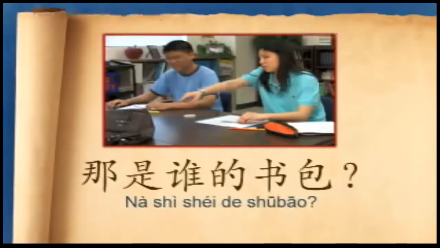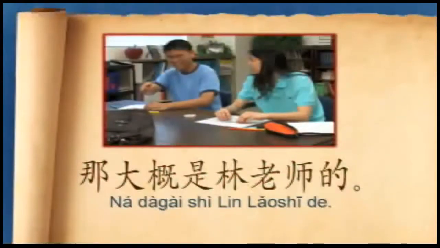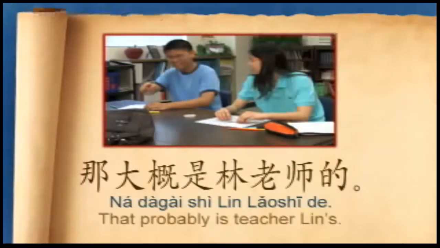那是谁的书包？Whose school bag is that? The literal word order is, that is whose school bag. 那是谁的书包？Repeat the sentence after me. 那是谁的书包？那是谁的书包？很好。The final sentence in the dialogue was, 那大概是林老师的。That probably is Teacher Lin's.